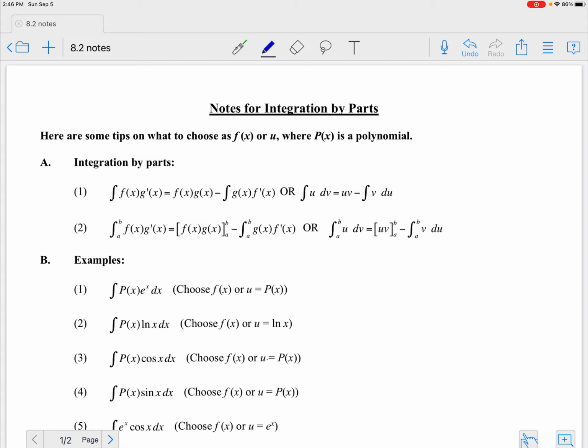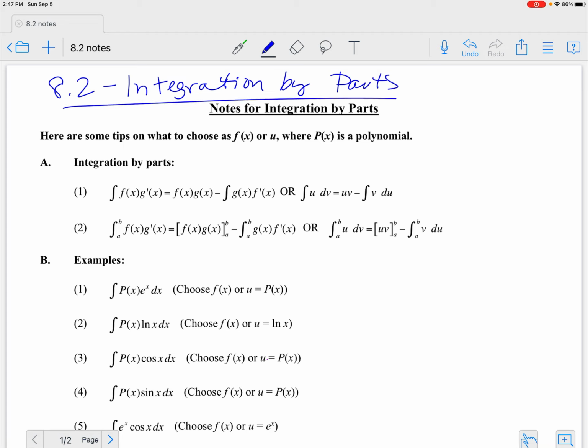All right, let's do some integration by parts. This is actually section 8.2, integration by parts. Now, I have this sheet here that's also uploaded in Canvas, so you can use it that way too. But I like to use this as a guide. Will you be able to use this on e-quizzes or tests? No, right? But it's just a learning guide to help us.